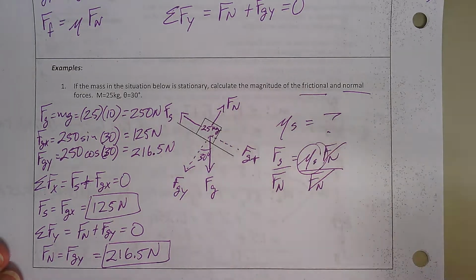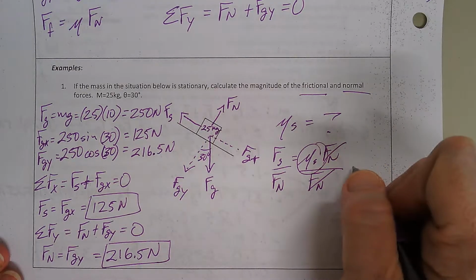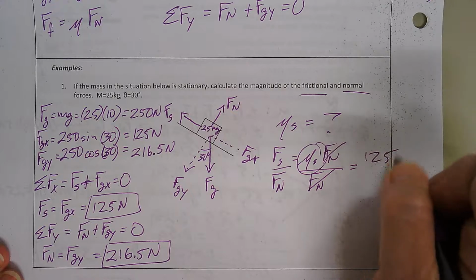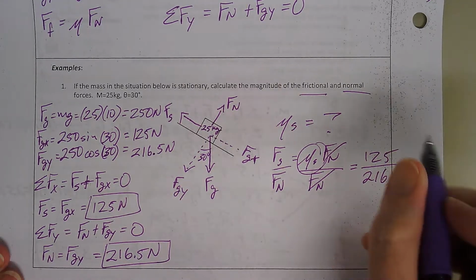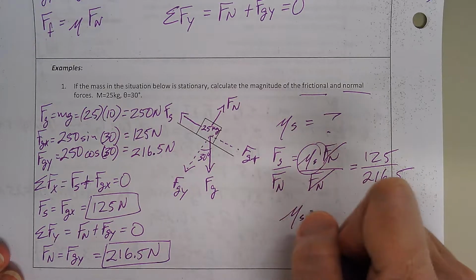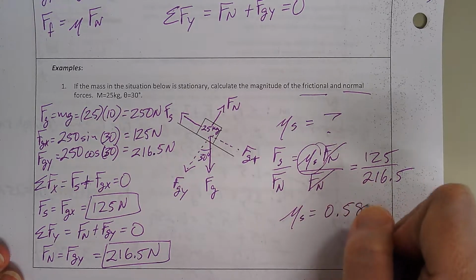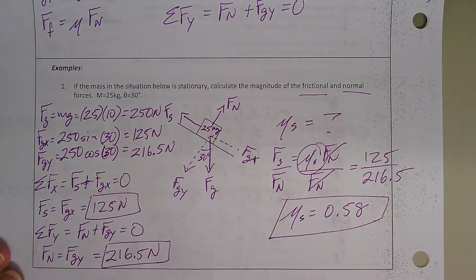So now that I know both of those, it's just 125 over 216.5, which gives me my mu s is 0.58, which makes sense. It should always be a number less than 1, because if it were 1, that would mean that there's no friction. If it were 1, that would mean that there's so much friction that the thing won't move ever. So that's not going to happen.